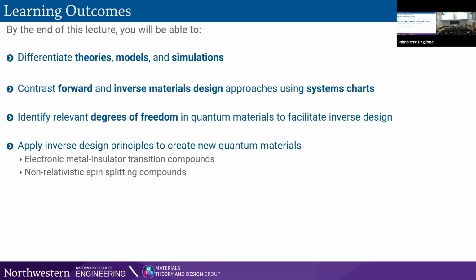To do that, I'll mention briefly some of the degrees of freedom you want to be thinking about when designing your quantum material. So what's accessible, what can I tune? We're sitting in a chemistry lecture hall, so we'll use this periodic table that's up here, which is quite nice, throughout the lecture. And I'm going to have you apply this systems chart to two examples. One will be to design a compound that undergoes a metal insulator transition. So a first order phase transition where there's a change in the resistivity of that material, and it'll be driven by temperature. That'll be the first example.